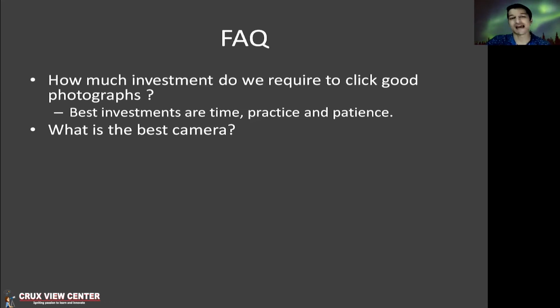Now, what is the best camera? Speaking of mobile phones, whatever phone you have is the best camera. Start with it. Go ahead. Don't hesitate thinking that my camera has just 8 megapixels, while their camera has 64 megapixels. Don't worry at all.